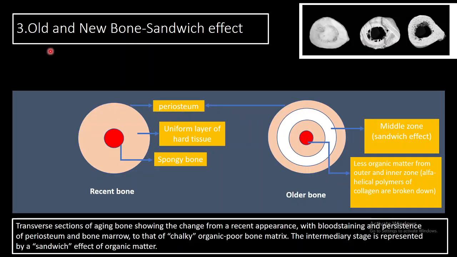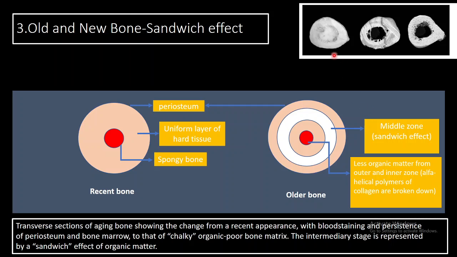Now the third method is the old and new bone sandwich effect. You can see in these two figures, this is the recent bone and this is the older bone. If we take the transverse section of the aging bone, it shows the changes from the recent appearance. You can see that this is the periosteum, the uniform layer of hard tissue, and this is the spongy bone. This we will get in the recent bone. But as the bones get older, the periosteum layers get thinner, and a middle zone forms, which is called the sandwich effect in older bones.